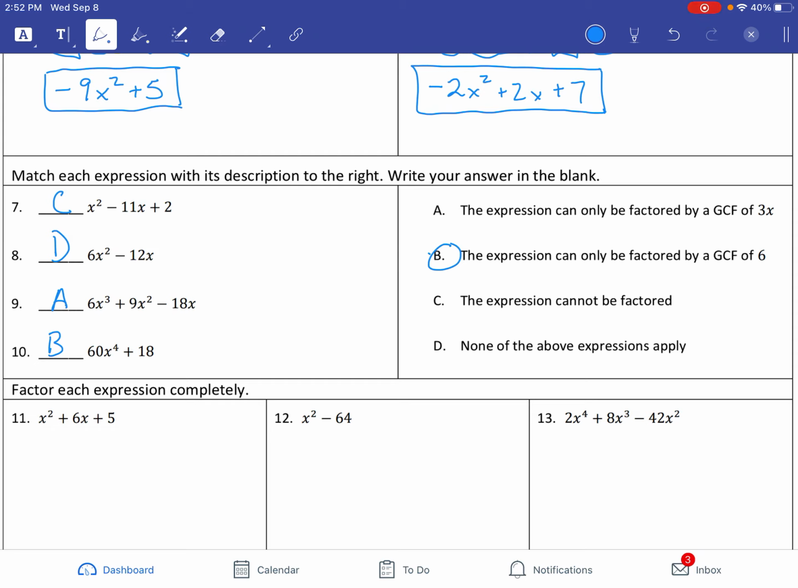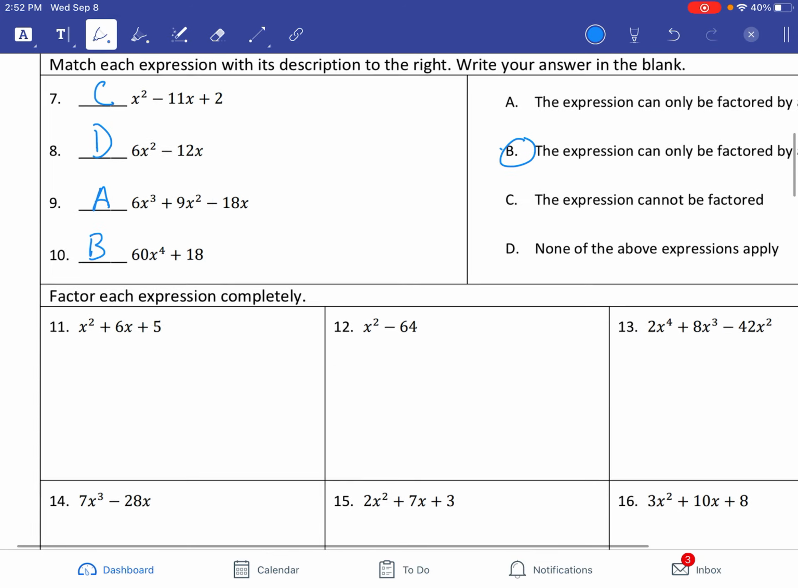There's nothing you can take out of c because 11 and 2 don't share a common number and x squared doesn't have a number. And there's no x on the 2, so that means you can't take anything out of that problem. Okay? The reason number 10 is b is because you can take a 6 out, but that's it. Nothing else can be taken out of that question. All right? All right, so that's the way it should work.